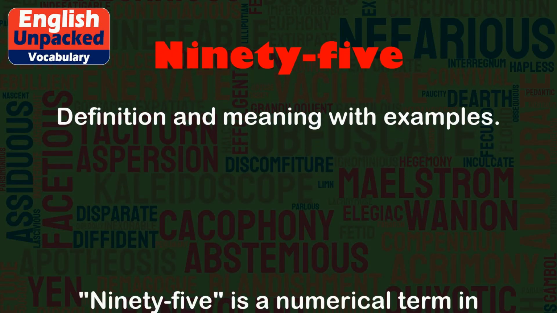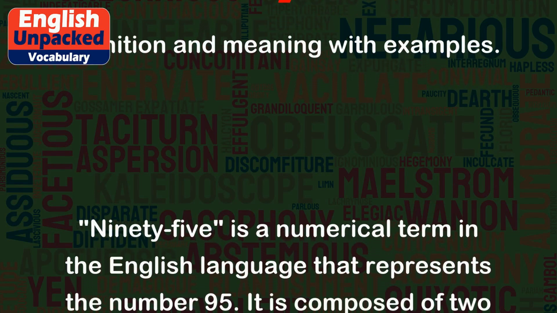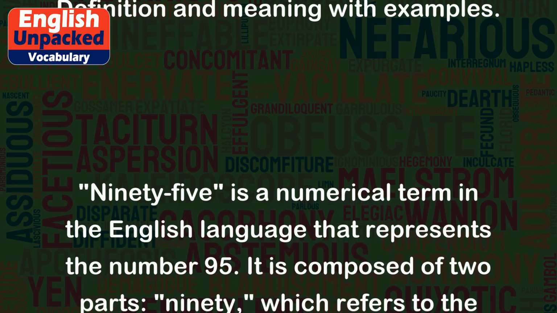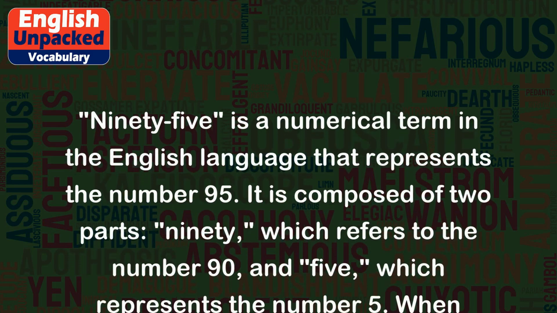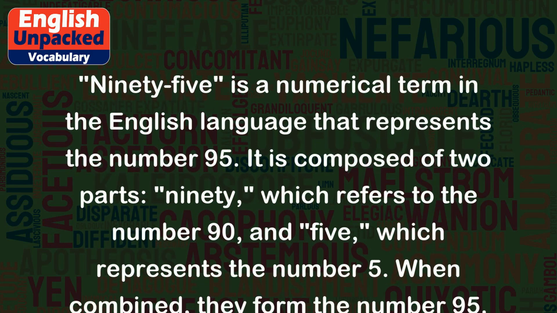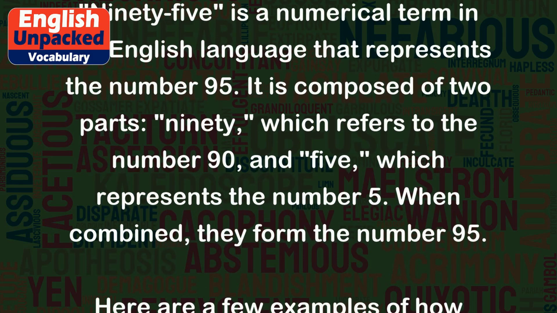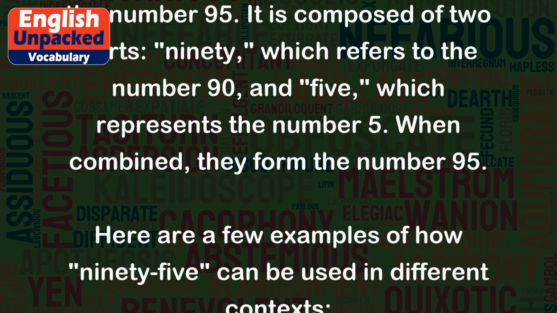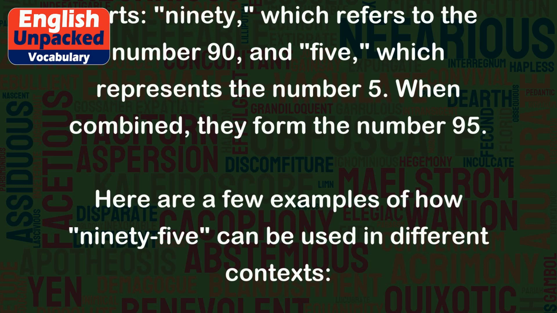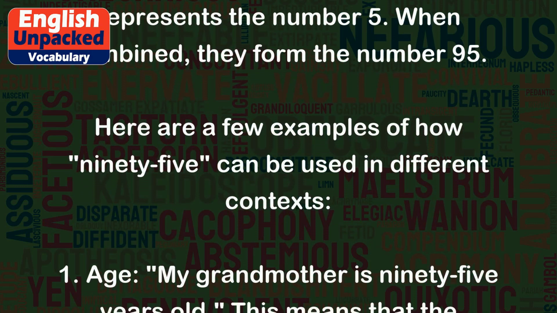95. 95 is a numerical term in the English language that represents the number 95. It is composed of two parts, 90, which refers to the number 90, and 5, which represents the number 5. When combined, they form the number 95. Here are a few examples of how 95 can be used in different contexts.